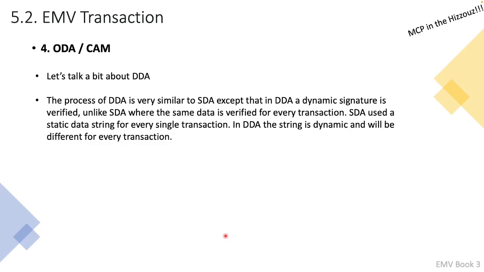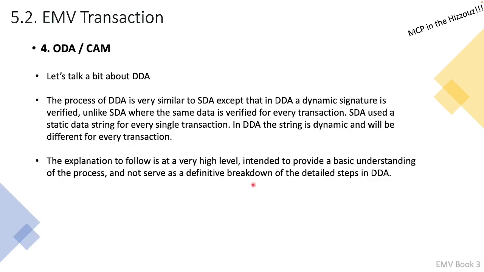DDA is very similar to SDA, except that unlike SDA where we're using a static piece of data, in DDA we use a dynamic signature. In SDA, the card uses the same signature for every single transaction throughout the card's lifespan. In DDA, every transaction has a different signature. Logically, you can see immediately how significantly more secure this is. As I mentioned, it's a high-level explanation. Don't stress too much if you start getting bogged down. If it's not detailed enough, please do your own research using the relevant manuals if you want to get down to the bits and bytes of the process.